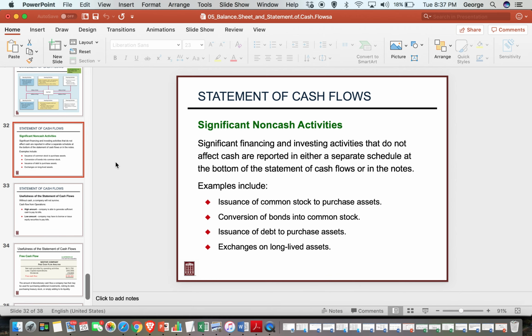So these are some examples of those non-cash activities: issuing common stock to purchase assets, converting bonds into common stock, issuing debt to purchase assets, and so forth.